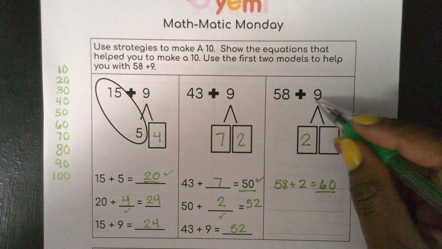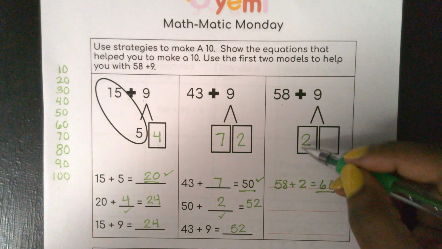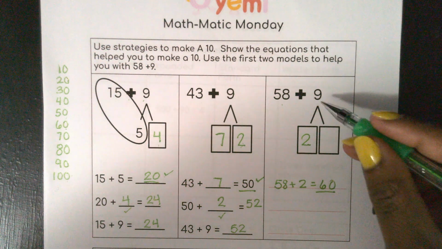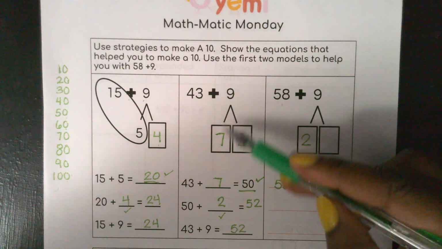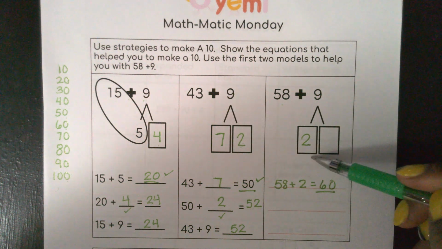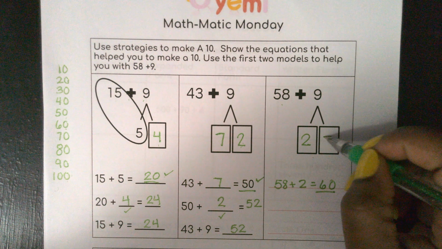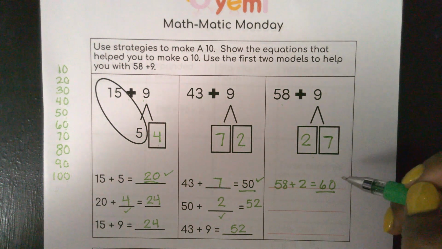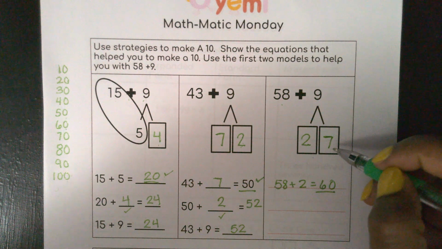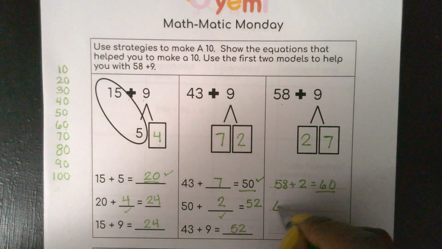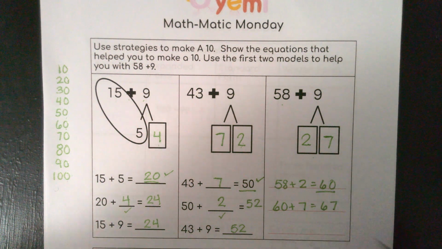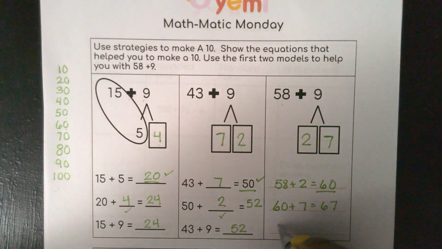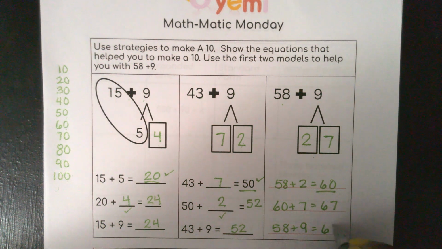Now I have to fill in the rest of this box. 2 plus what equals 9? We have that one over here. 2 plus 7 equals 9. So here's my second number. 60 plus 7 equals 67. Which means 58 plus 9 equals 67.